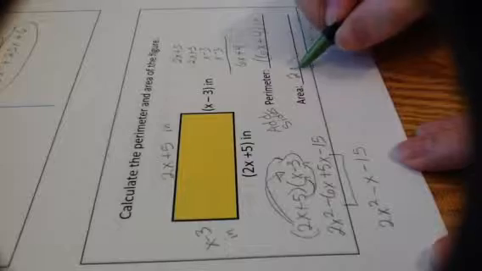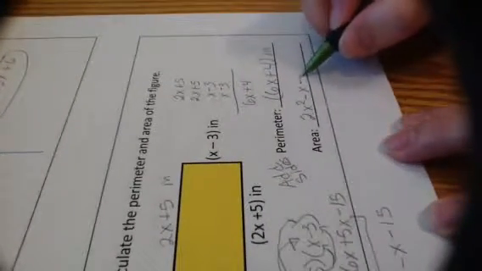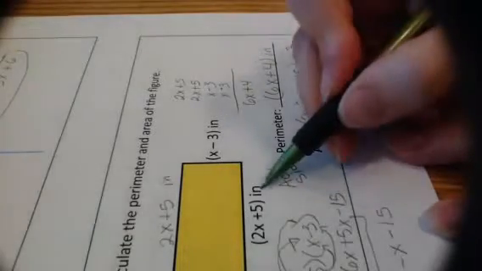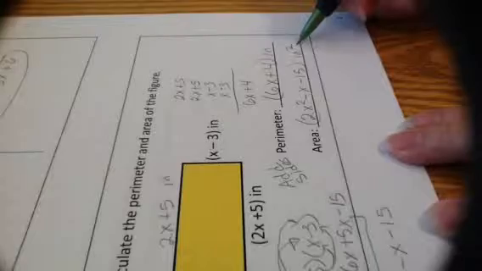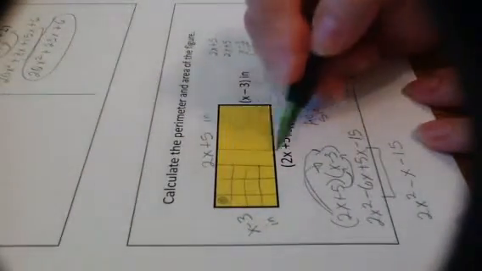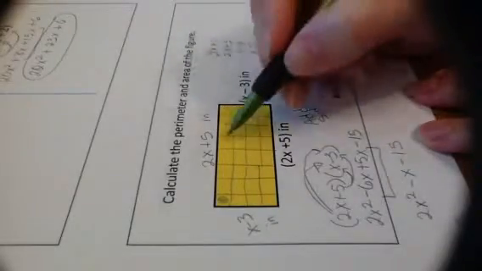So the area is 2x squared minus x minus 15 inches squared, because we did inches times inches, which makes it inches squared. And area is squares. It's a number of squares that fit inside something, so it's square units. That would be what area would be. It's the number of squares of a given size that will fit inside something, so that's why we use square units.